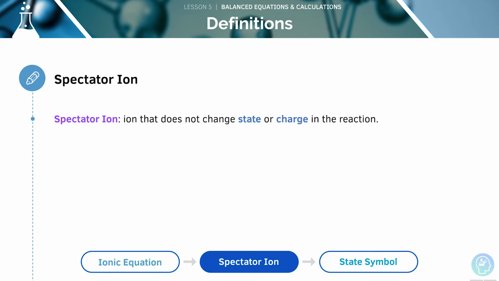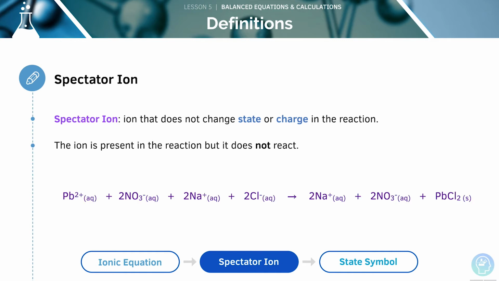A spectator ion does not change state or charge in the reaction. This means that the ion is present in the reaction solution but does not participate in the reaction. For example, here are the equations for the reaction between lead nitrate solution and sodium chloride solution. We can see that only the lead ions and the chloride ions form the precipitate. The nitrate ions and the sodium ions form a solution. These are the spectator ions.